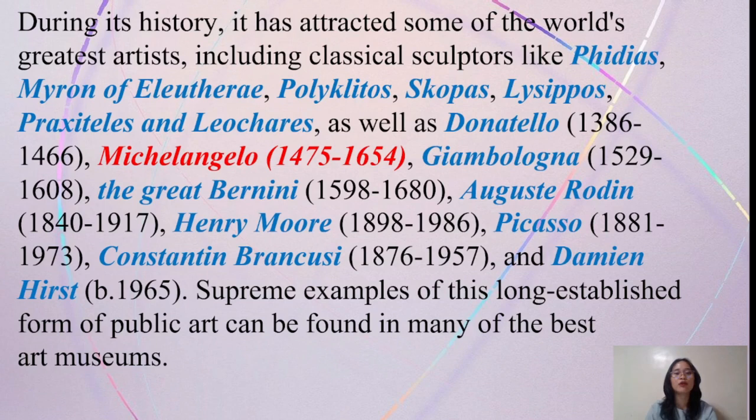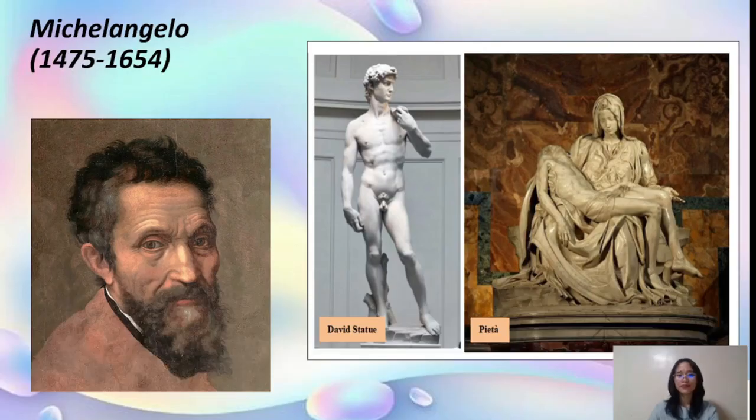These artists were able to express what they feel, as well as showcase what their history was all about. The works of these artists can be found in many of the best art museums. For example, the Accademia Gallery Museum in Florence, where we are able to view Michelangelo's works of art. As I said, this is Michelangelo, and these are some examples of his sculpture art. Very creative, right? Full of information.